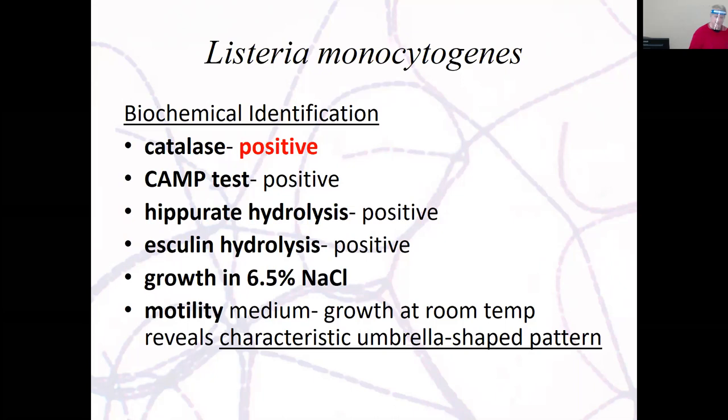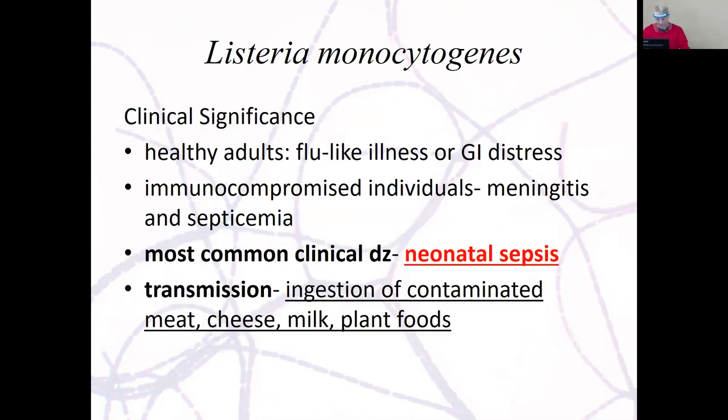Umbrella-shaped pattern, which means that it migrates out. We'll put a needle through the media of Listeria, straight in, straight out. Then when we see the growth, at the top, closer to the oxygen, it branches out a little bit into the media. I know it's hard to visualize, but it looks like you're holding an umbrella. The top is bigger than the bottom with this pattern. Umbrella-shaped pattern of growth for Listeria monocytogenes in motility medium. We have that for a lab coming up.